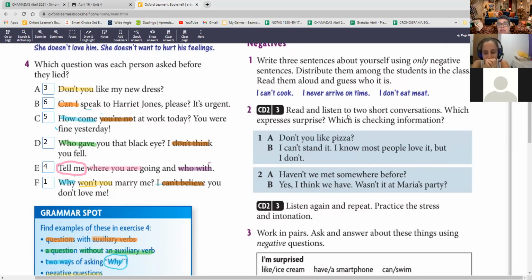Read and listen to two short conversations, which express surprise and which is checking information. So let's listen.